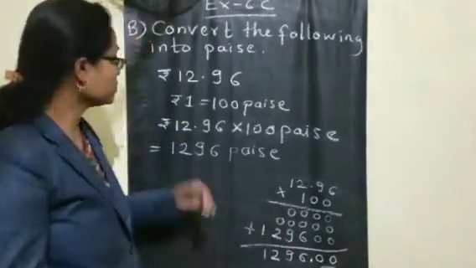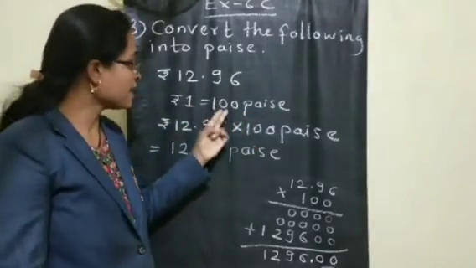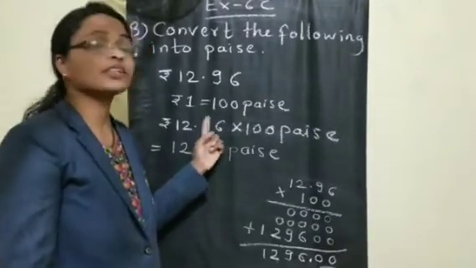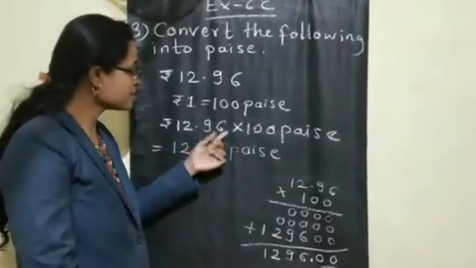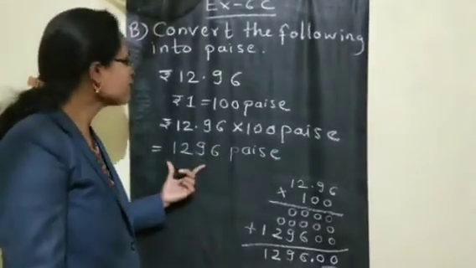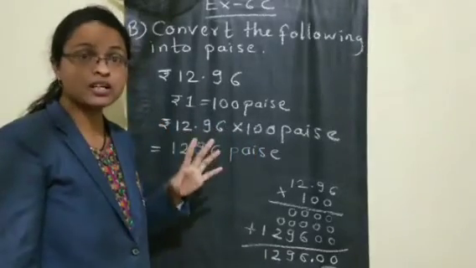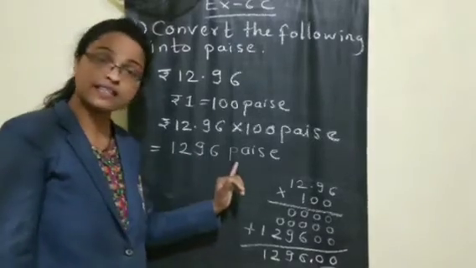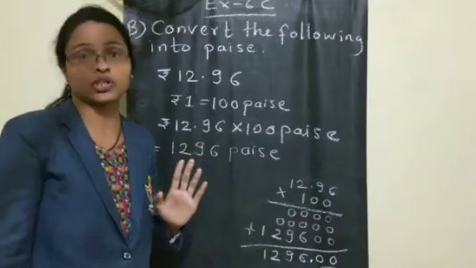So what you have to do, keep in mind, rupees 1 is equal to 100 paise. 100 paise means after 2 digits, automatically the dot will shift to the right-hand side. So after 2 digits means at the last point. That's why after multiplying with 100, the dot will be removed from the rupees, and we'll get the paise, that is 1296 paise. Keep in mind, multiply with 100 and remove the dot.